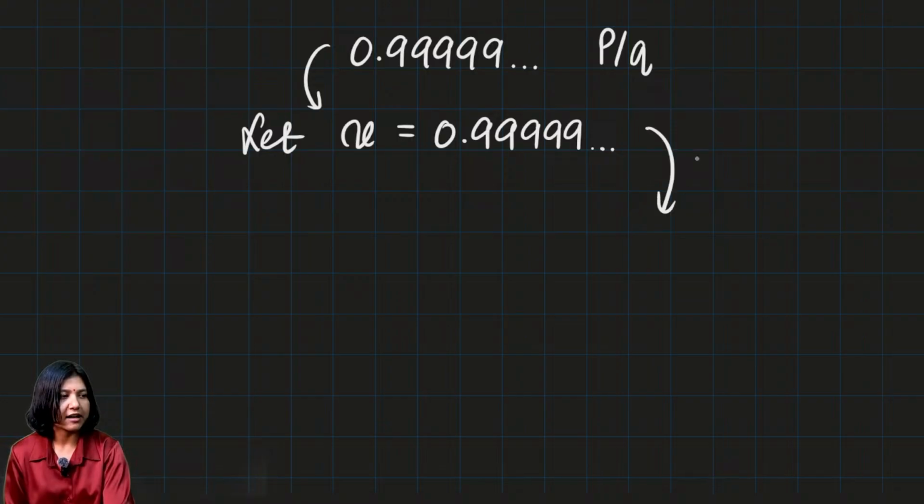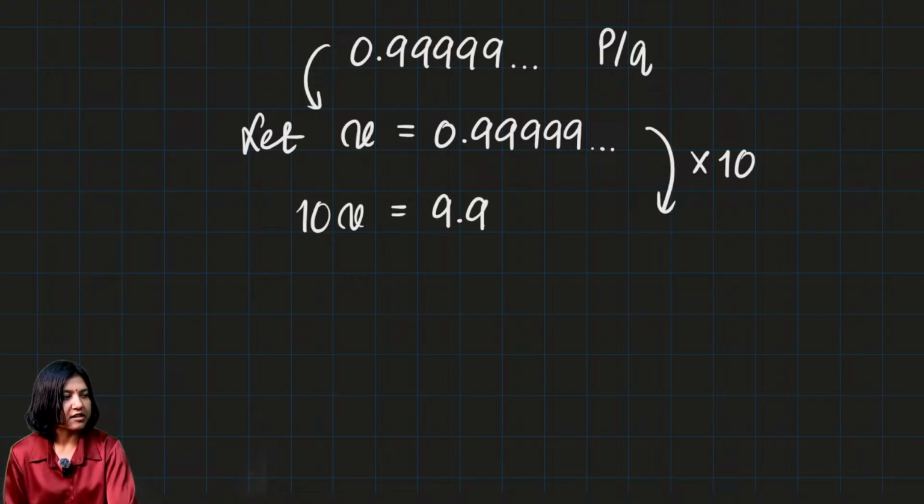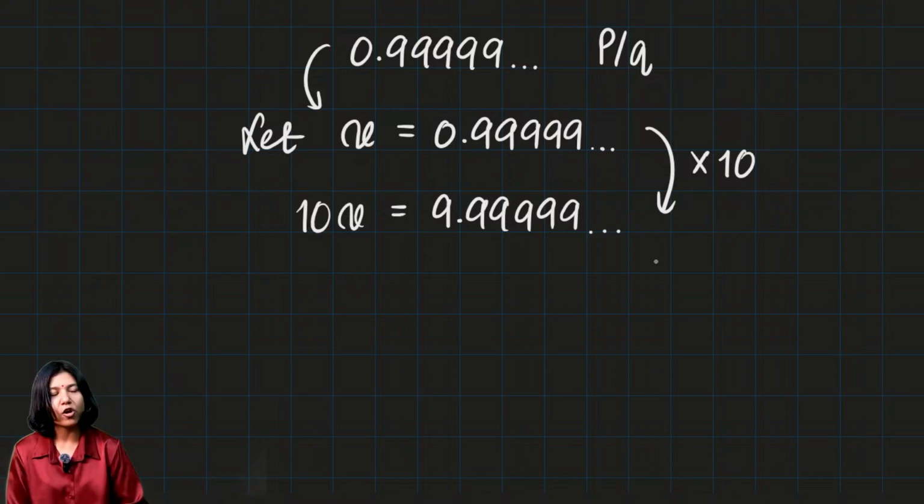upon multiplying this equation by 10, my left side becomes x times 10, 10x, okay, and my right side becomes 9.9999, and I just get the same thing as I had before. The only difference is I have something at the front. In front of the decimal, I have a number now, unlike before.